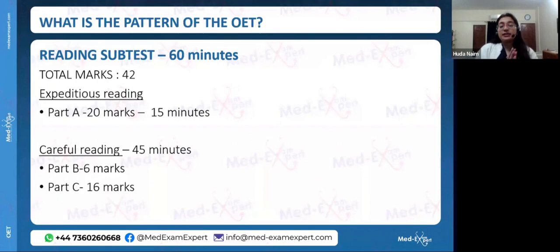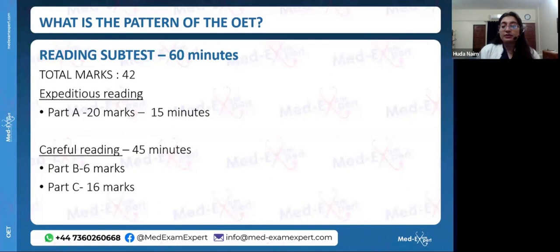Now we will be discussing about the pattern of the OET exam. Again, a very frequently asked question because there's a lot of confusion on different forums when you discuss it. So basically, you have 4 subtests. You have the reading subtest, you have the listening subtest, the speaking, and the writing. So first, let's discuss the reading in a little bit of detail.